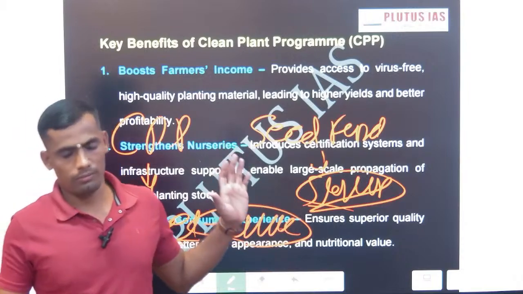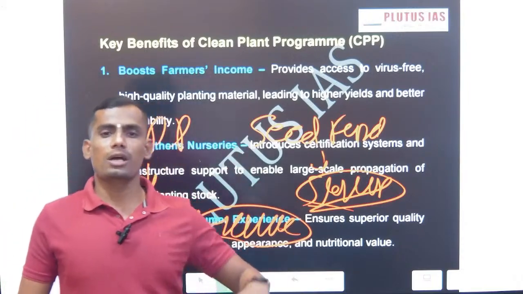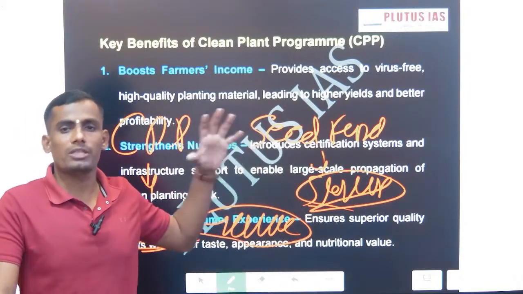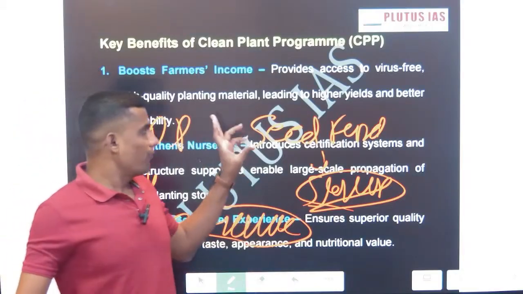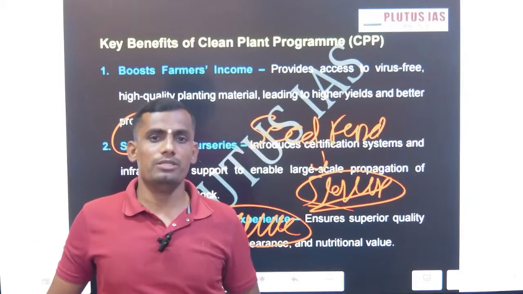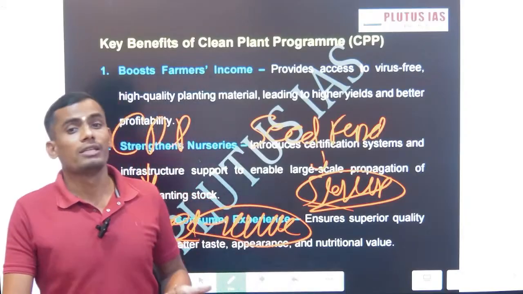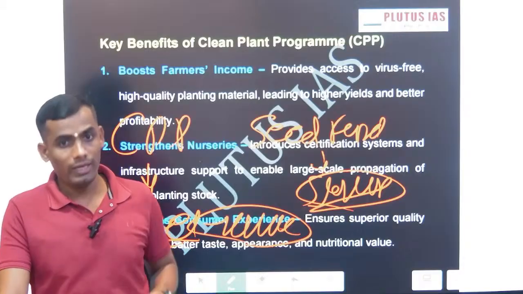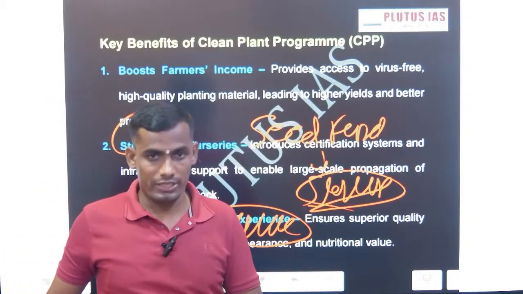Both schemes are launched by the government of India to boost, one in the manufacturing sector, another in the agriculture sector. Done. So first is to increase the farmers' income. The second thing, once farmers get the income, there will be rural development. Okay, the third one will be employment generation.